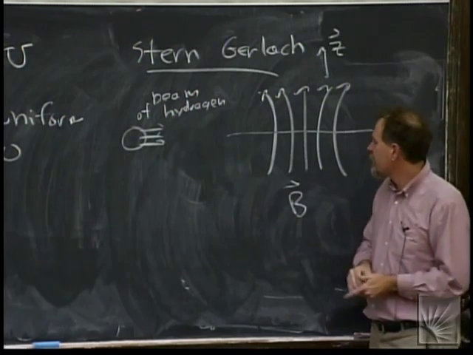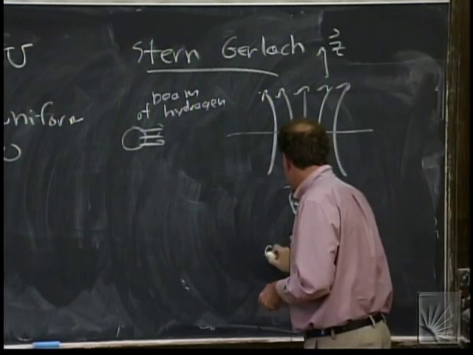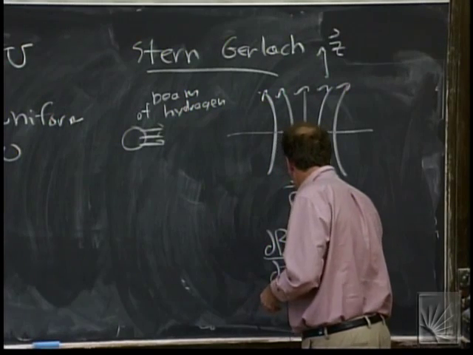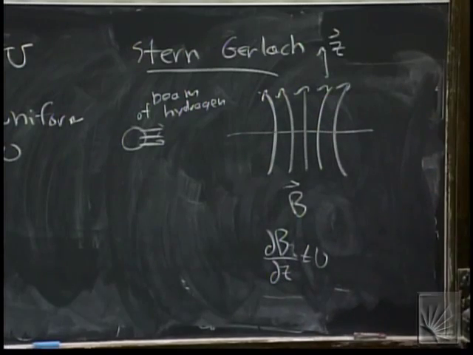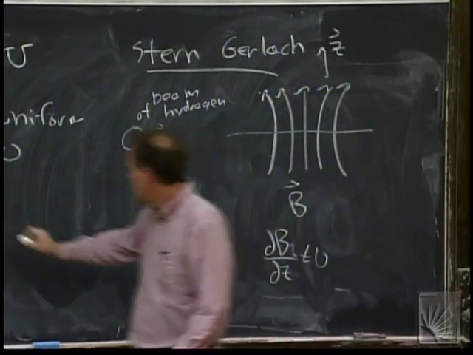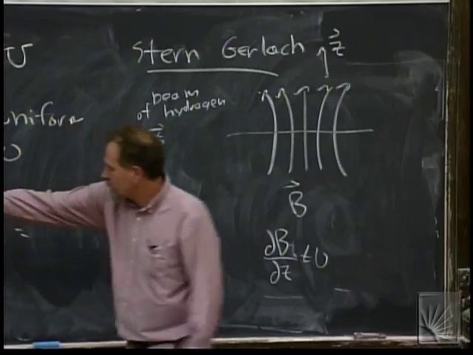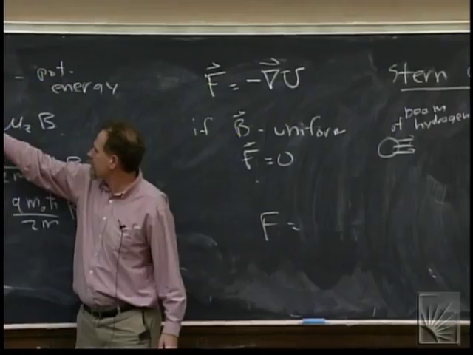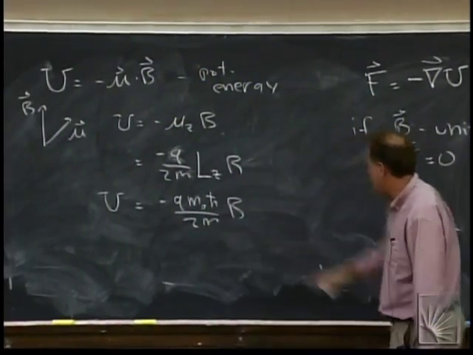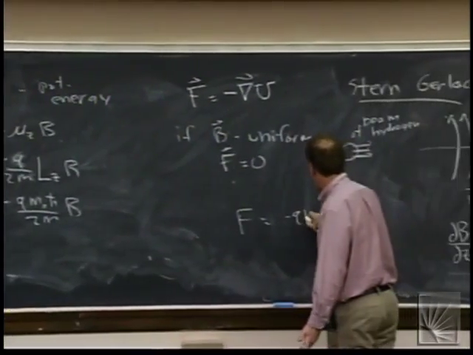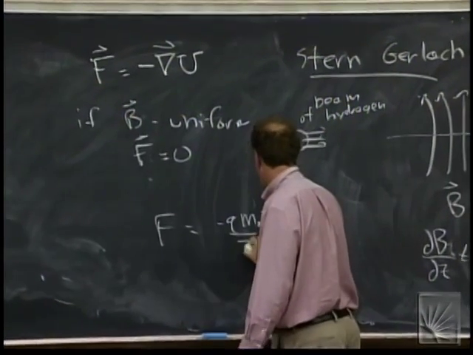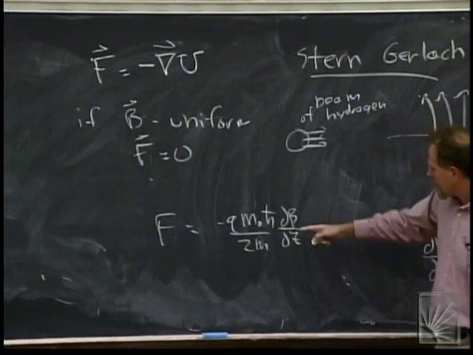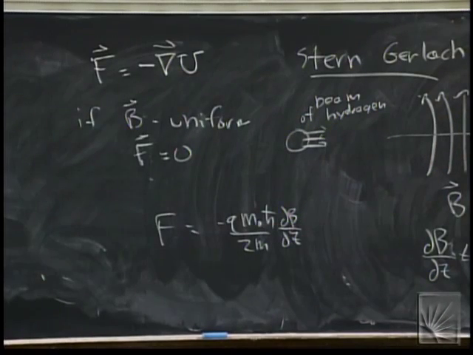Same with electric fields. So this is dB/dz not equal to 0 right along there. And so then very simply, there's a force which is in general, the gradient, I'm sorry, left out the vector sign, or in one dimension, just the derivative of this. So it's just minus q m_l h bar over 2m dB/dz. This formula isn't so important except that it has m sub l in it, okay?